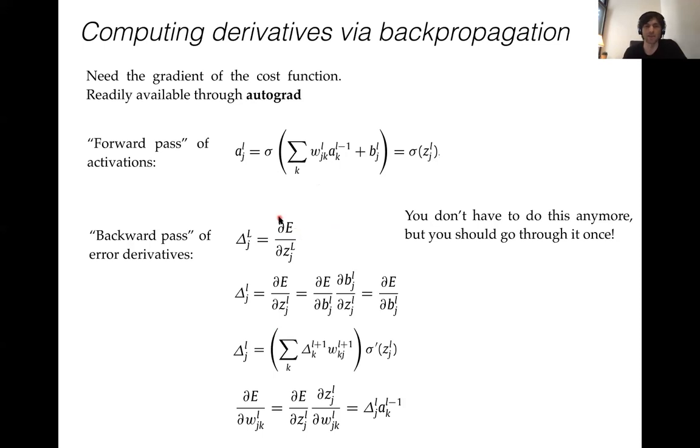Essentially what backpropagation does is it tries to solve the credit assignment problem of figuring out, how does the error change when I change every individual unit, every individual parameter in the model.